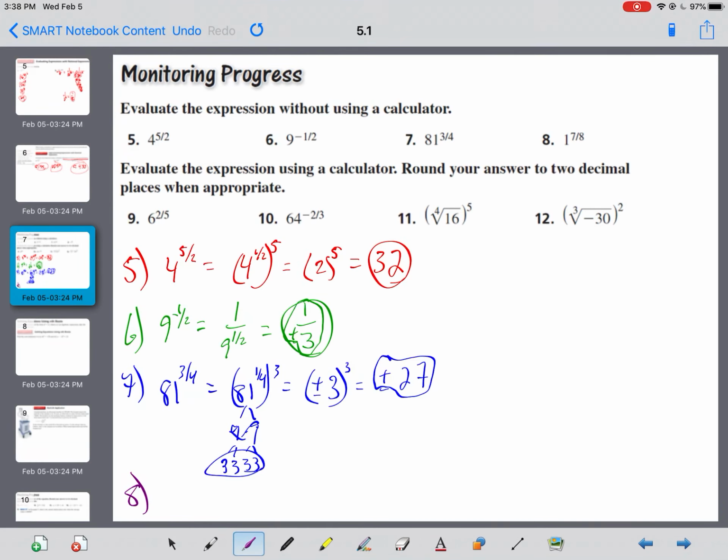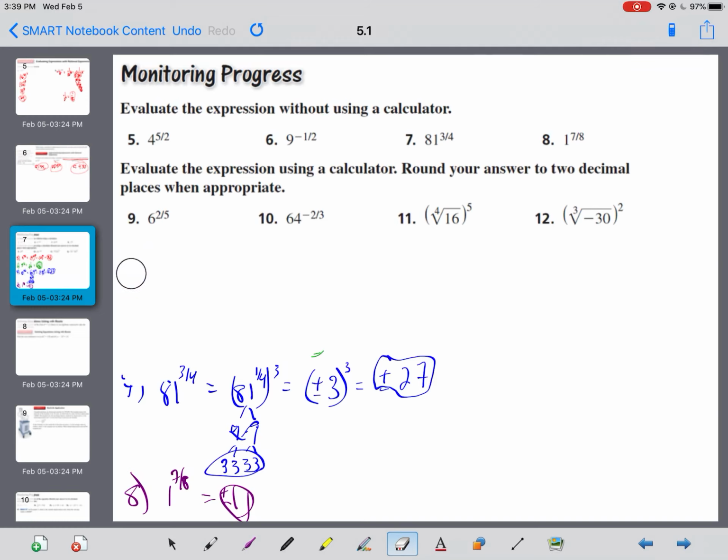All right, let's look at number 8. 1 to 7/8. Doesn't matter. 1. The only way to get 1 is to multiply it by itself. That's going to be 1. Maybe it's plus or minus because you do an 8th root and then you do 2 to the 7th. But it's 1.